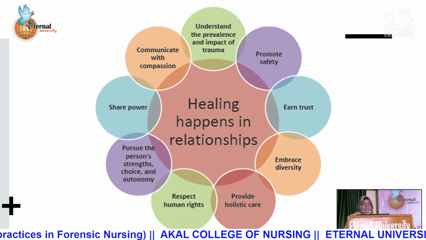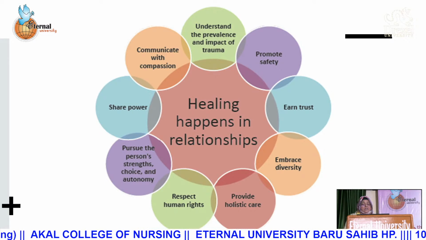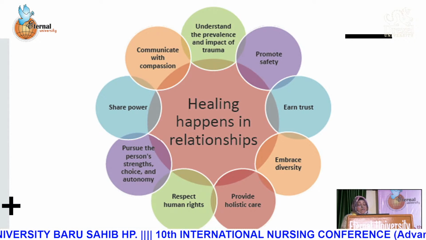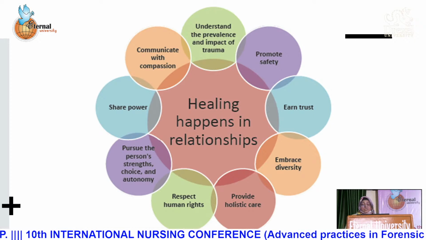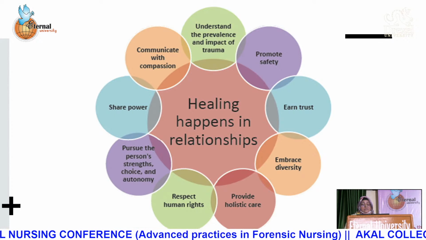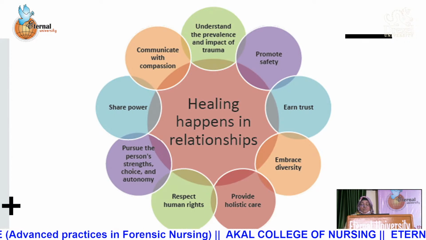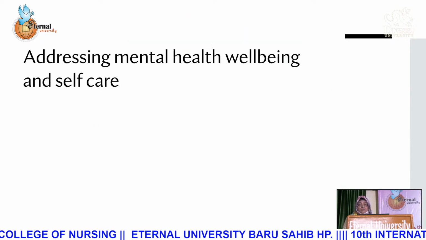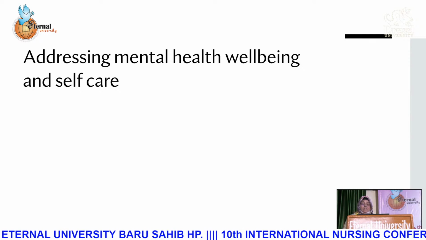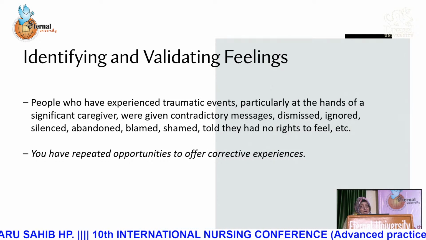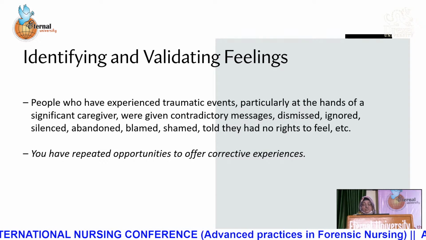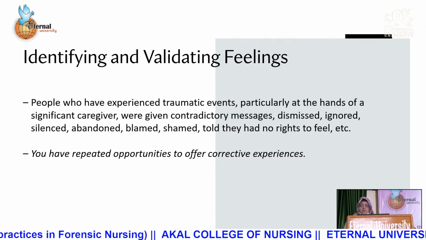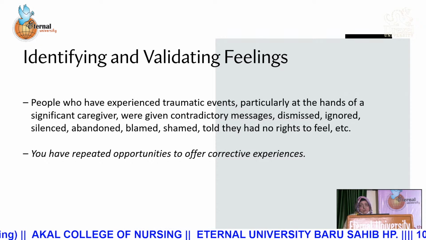Then addressing mental health, well-being and self-care. Identifying and validating feelings. People who have experienced traumatic events, particularly at the hands of, as I again say, a significant caregiver, were given contradictory messages, dismissed, ignored, silenced, abandoned, blamed, shamed, told that they have no right to feel, etc. So you have seen that people who are traumatized in the family are told not to share this with anybody. That is why they don't share it with other people. If they do not share, then they will go into post-traumatic stress disorder, depression and other psychosomatic, psychological and psychiatric disorders, and they will not be able to come out of that situation.